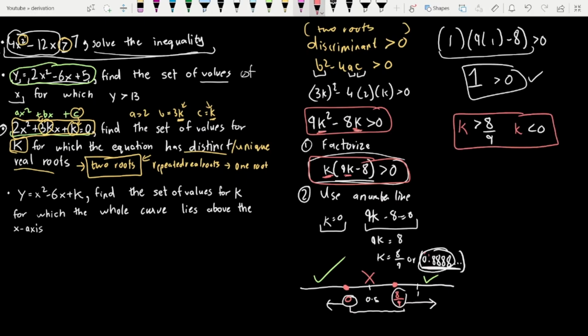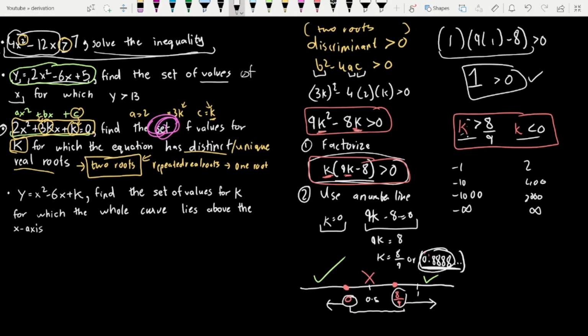Now, why does it say the set of values? If you go over there to the question, it says set of values. And there's a reason, because k doesn't have a fixed value. It can be anything smaller than 0. Let's say -1, -10, -1000. It can be anything greater than 8 by 9. So it can be 2, can be 400, can be 2000. All of those values until positive infinity, until negative infinity, you can take anything.